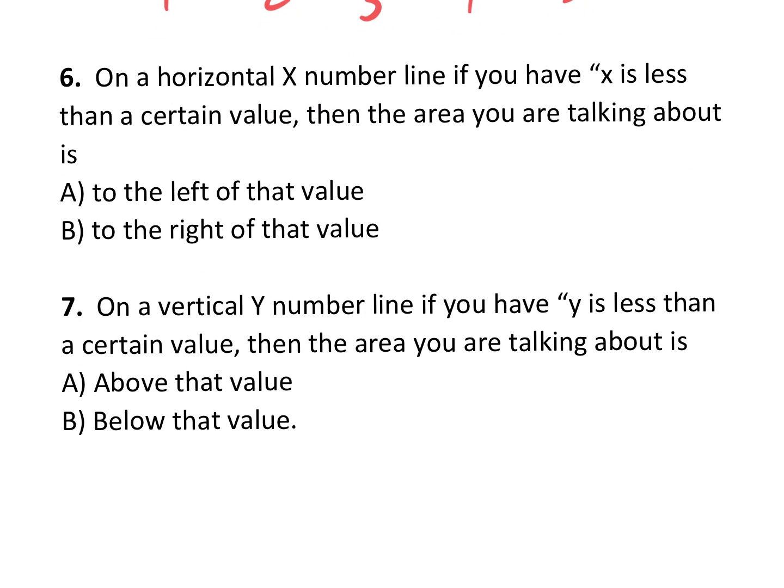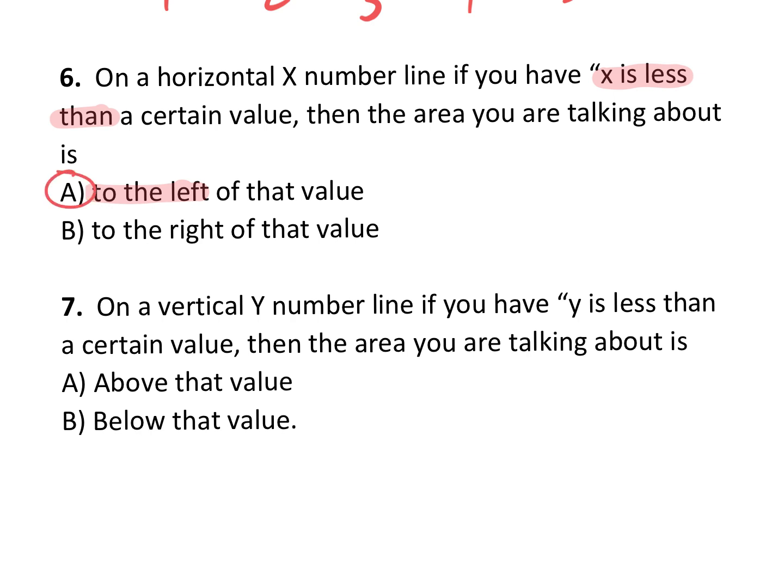See if you understand. Number 6. On a horizontal, that means left and right, x number line. Yeah, of course. Left and right is the x number line. If x is less than a certain value, then the area you're talking about is to the left of that value or to the right of that value. What do you say? To the left, that's right. If x is less than, it is to the left. So your answer is A.